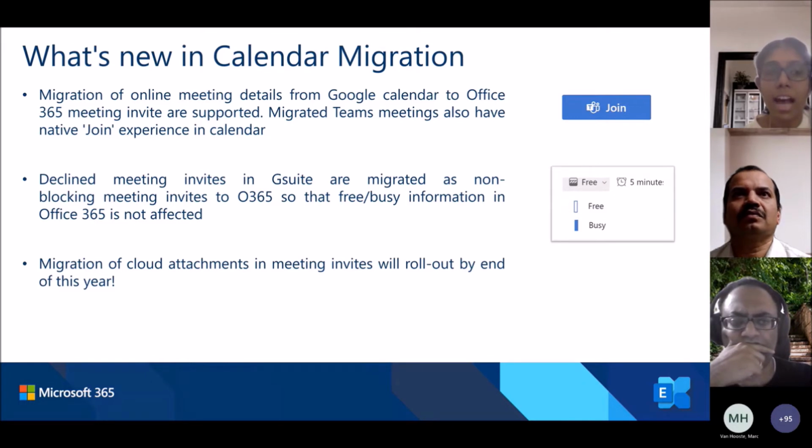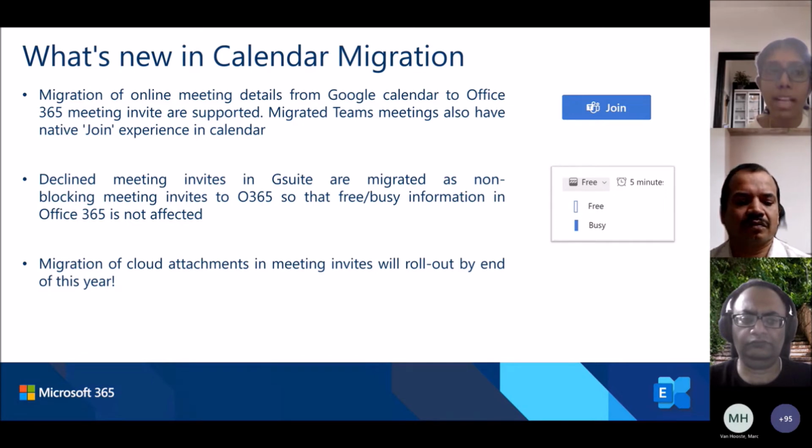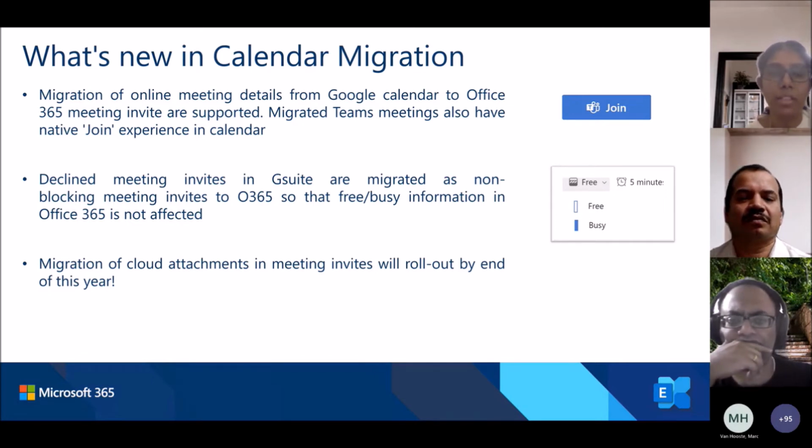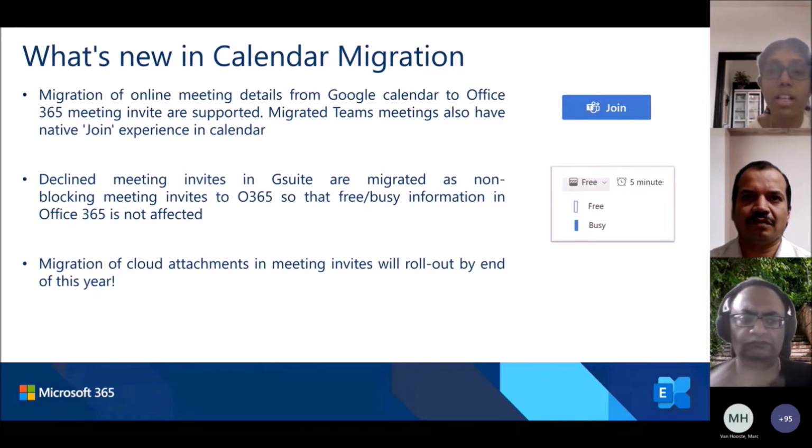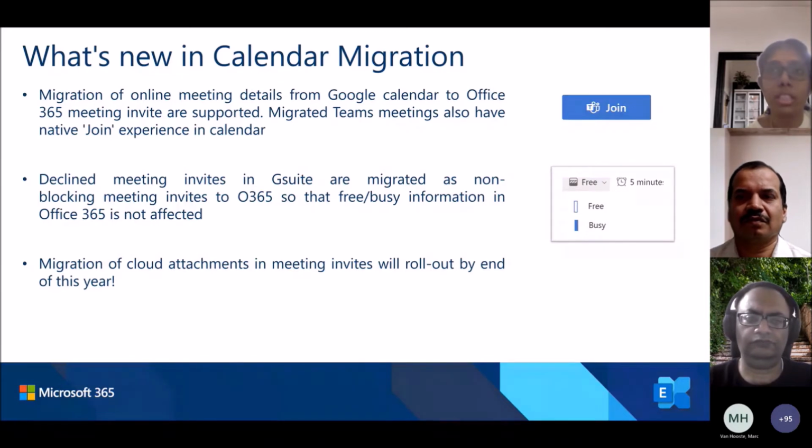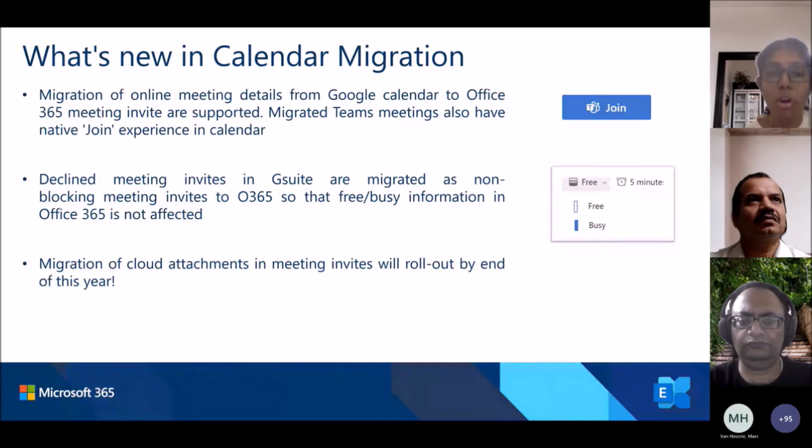The other enhancement that we have done is that in Google Workspace or in Google Calendar, the declined meeting invites get preserved. And when these declined meeting invites get migrated, they block the O365 calendar. That is, the free busy information gets blocked for those slots as well, making the free busy information in O365 incorrect. So what we have done is that during the migration, we are preserving the data, but we are migrating them as non-blocking meeting invites to O365 so that the free busy information in Office 365 does not get affected.